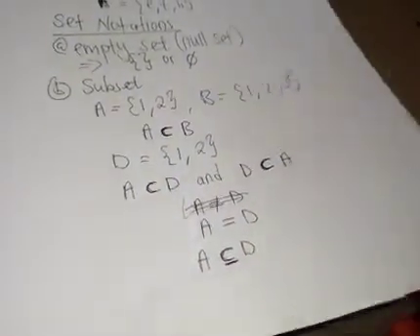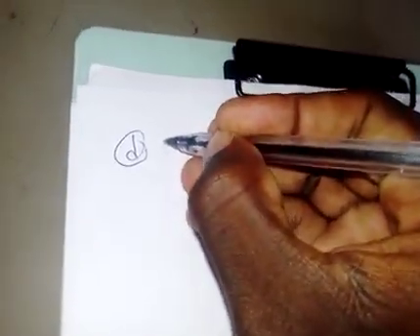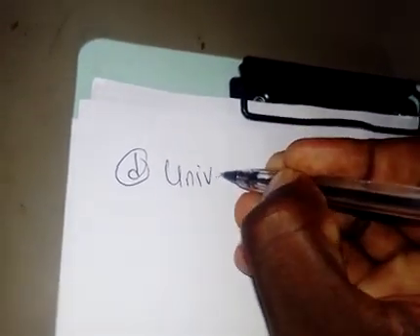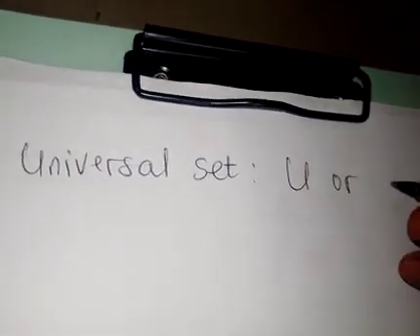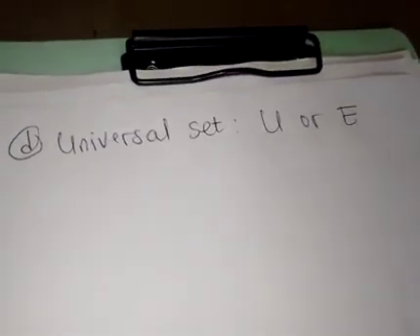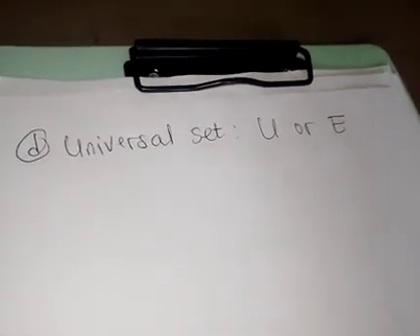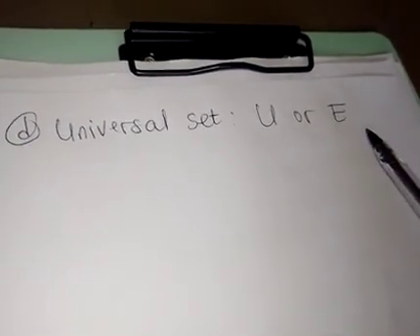Let me just get rid of that so that we look at something else. So the other notation is the universal set, represented by the symbol U or simply E. The universal set is simply a set containing all the elements under discussion. All elements under discussion are contained in the universal set. Just know that the symbols used to represent the universal set are U or E.